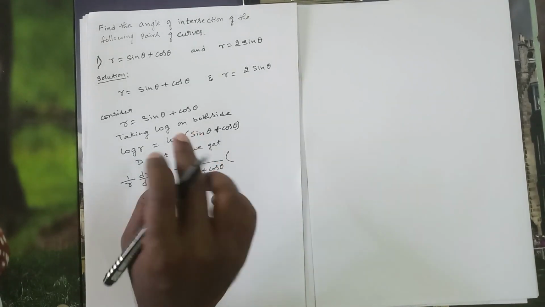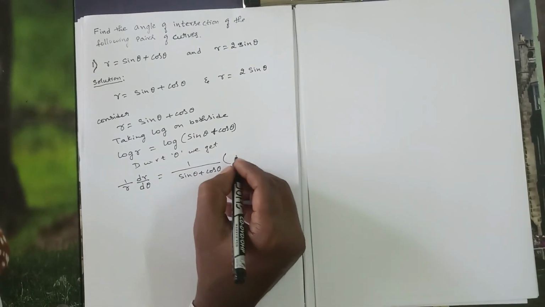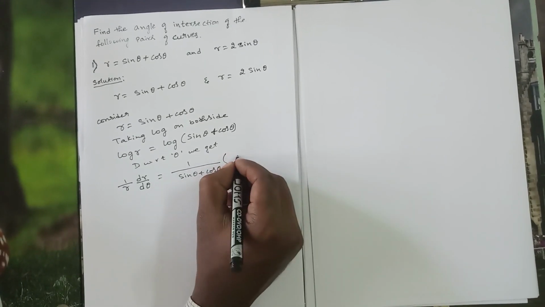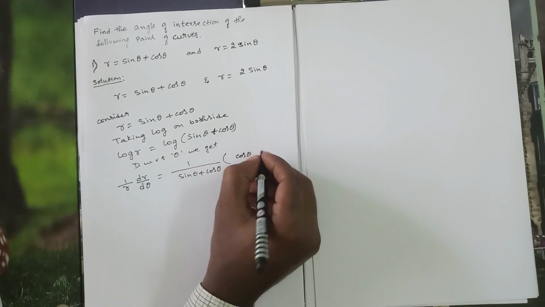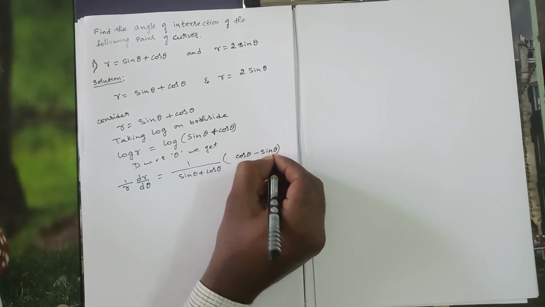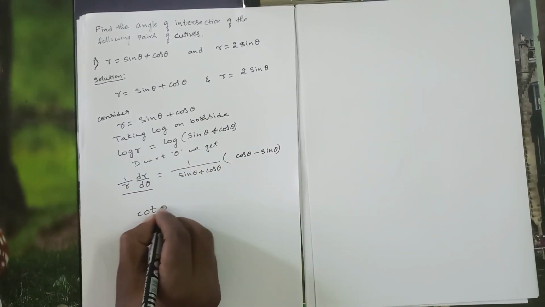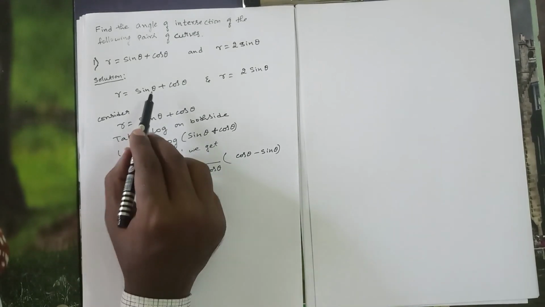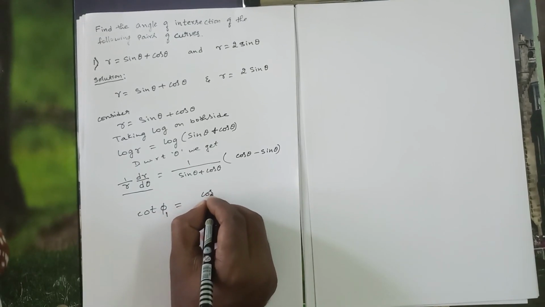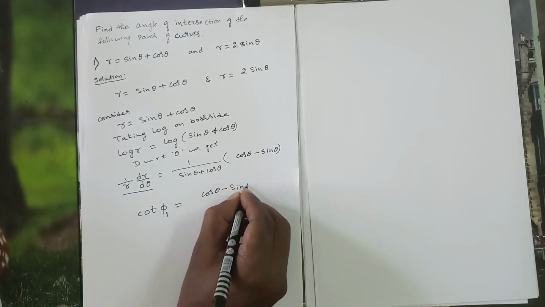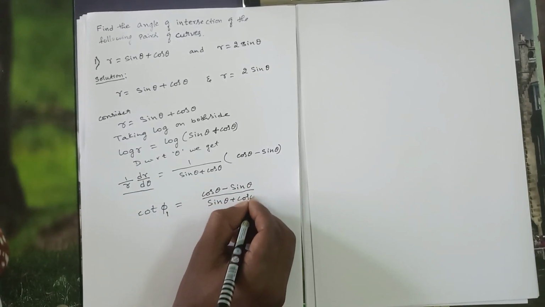Now if you differentiate this, what do you get? If you differentiate sin theta, you'll get cos theta, and if you differentiate cos theta, you'll get minus sin theta. So 1 by r into dr by d theta can be written as cot phi 1, because I am considering this as the first curve, and it equals cos theta minus sin theta divided by sin theta plus cos theta.